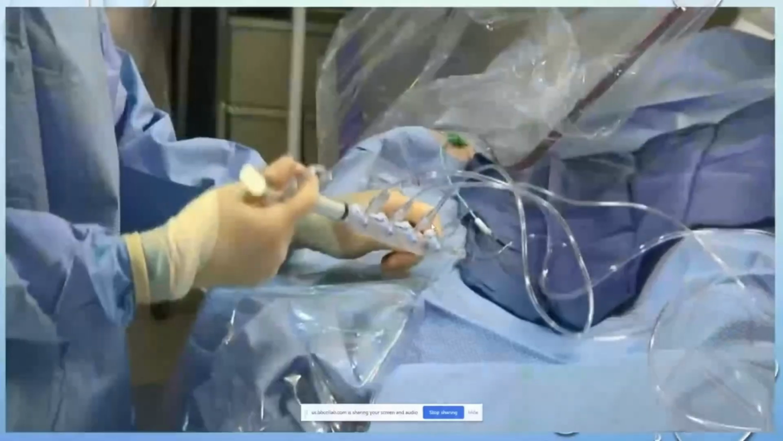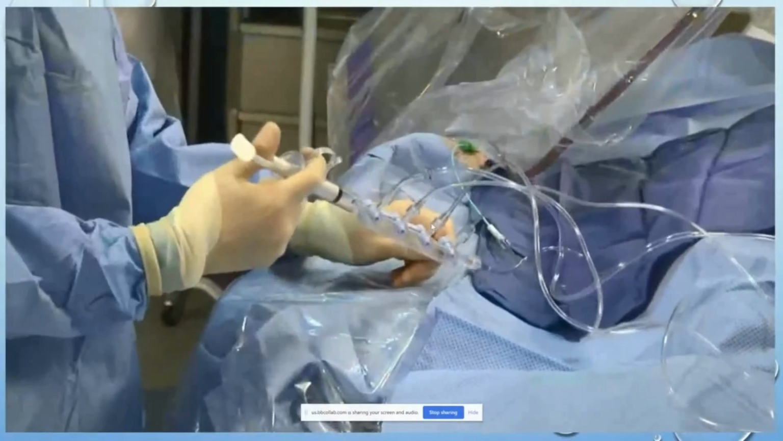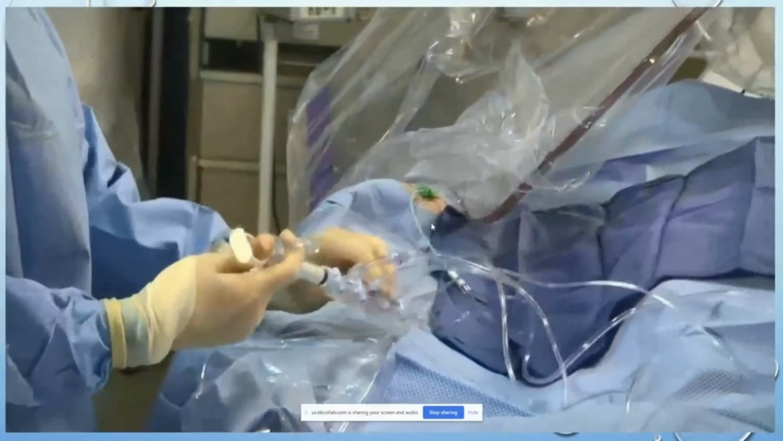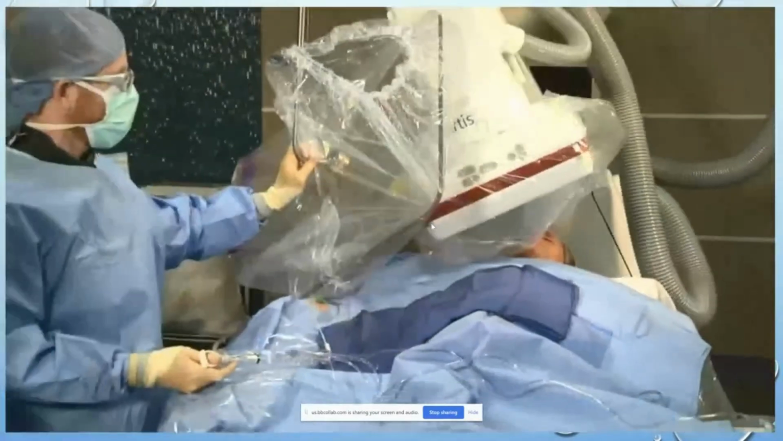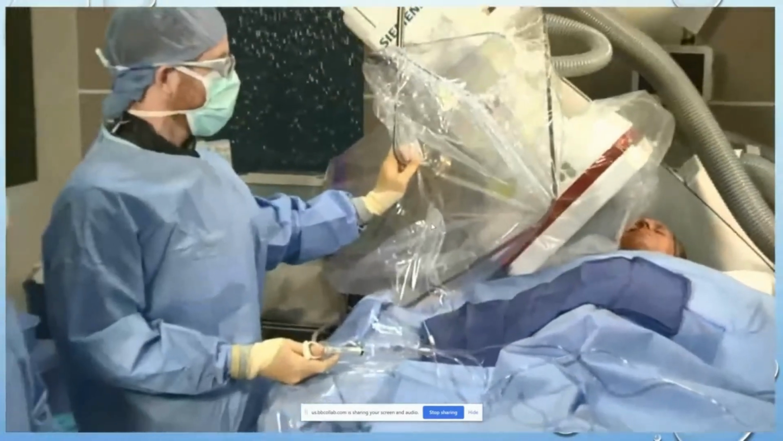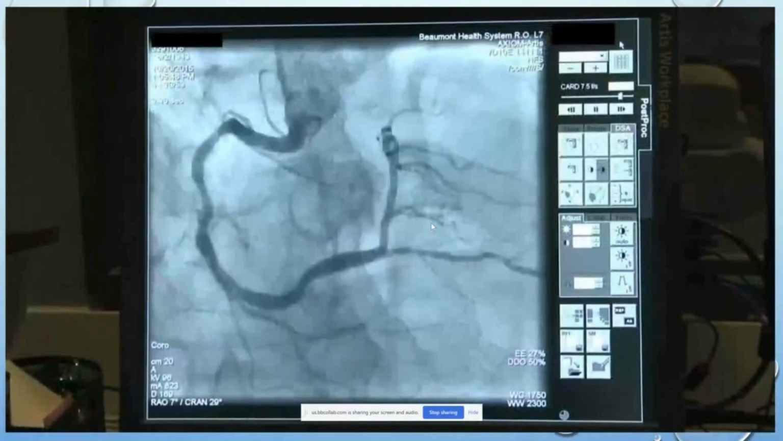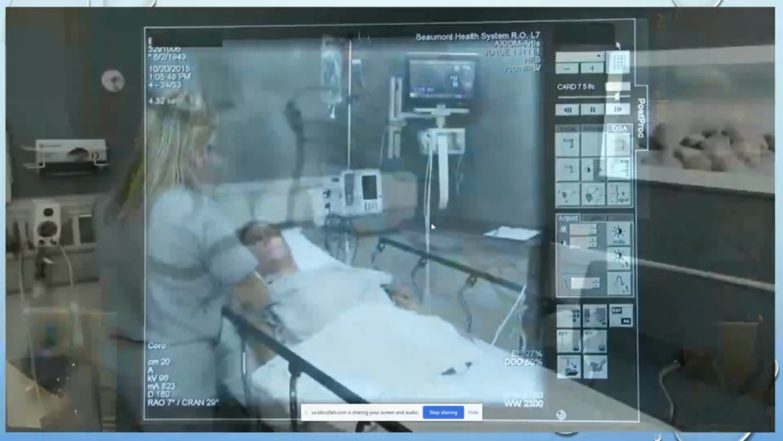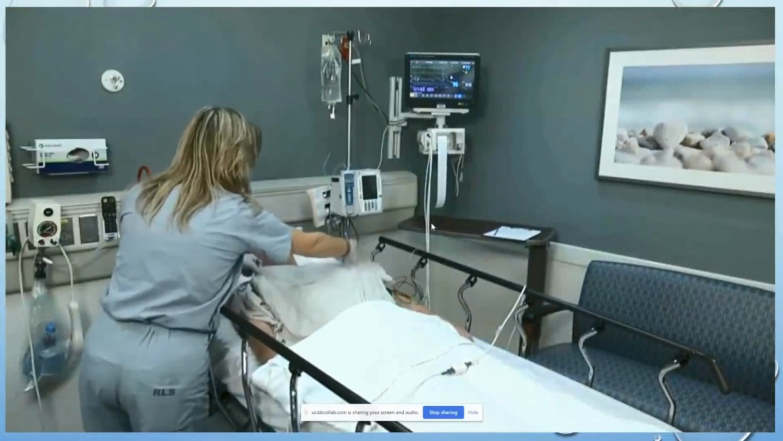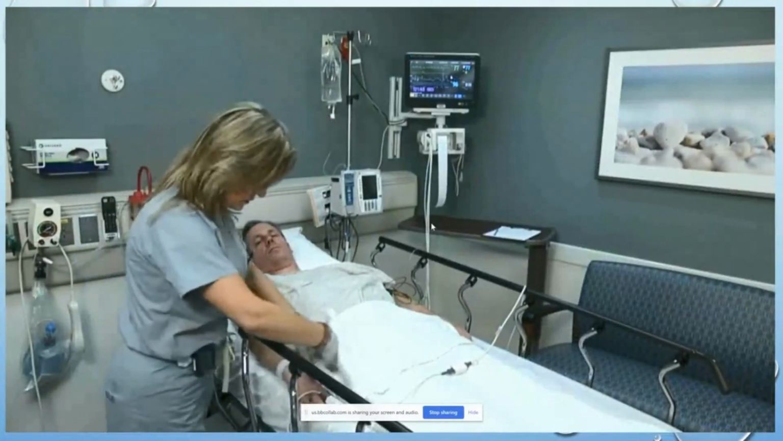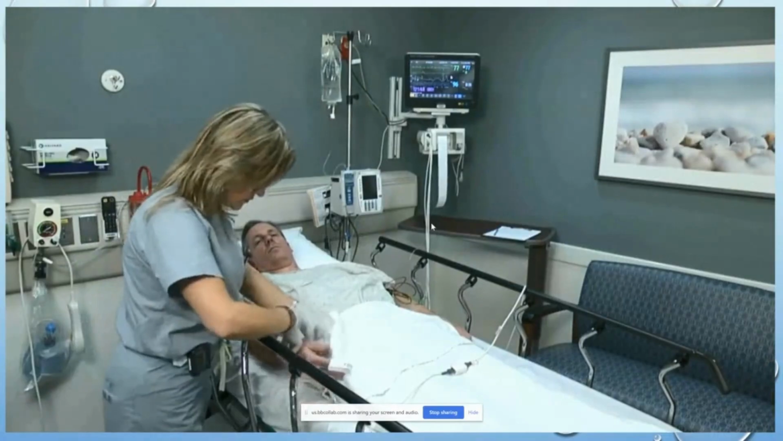You'll be given medications that will help you relax. We will try to make you as comfortable as possible. We'll update your family or the adult you designate about your progress once the procedure is finished. After the cath, you'll be moved into the recovery room for the next few hours. We'll be monitoring your health during this time.